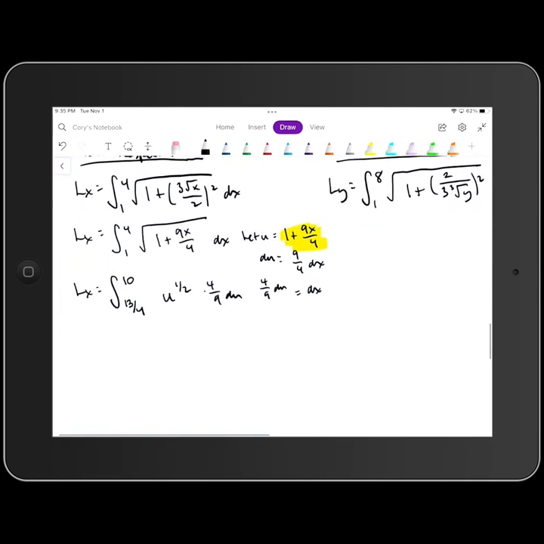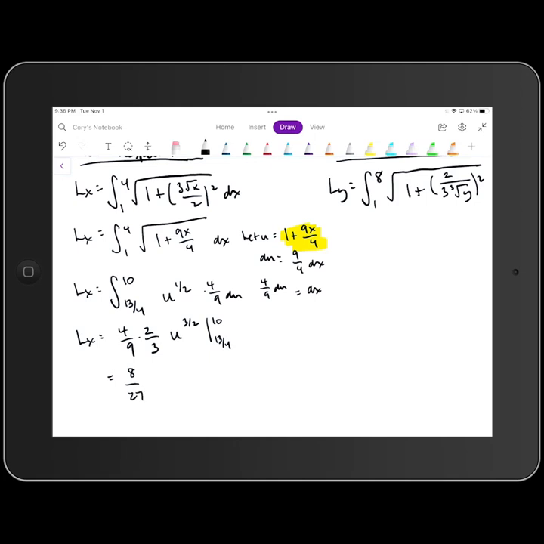Okay, so arc length in terms of x, I'm going to pull 4/9 out front. Antiderivative of u to the 1/2 is u to the 3/2 divided by 3/2. So dividing by 3/2 is the same thing as multiplying by 2/3. This is u to the 3/2 power, which we're going to evaluate at 13 over 4 and 10. So I'm going to multiply out front. We get 8 over 27.